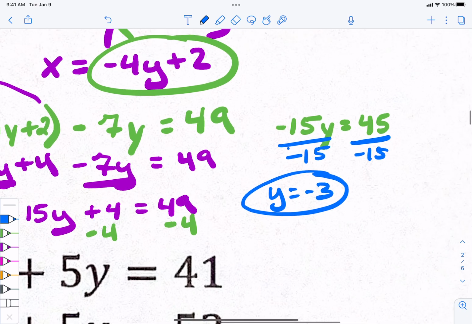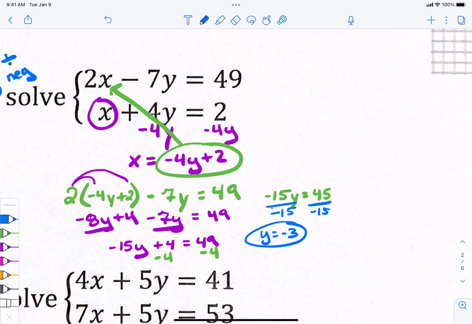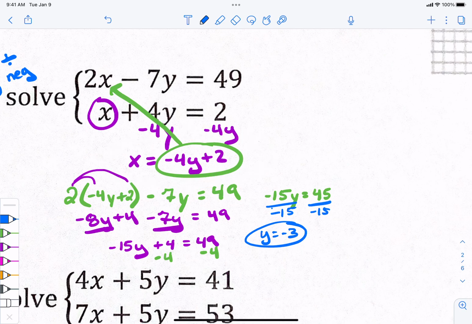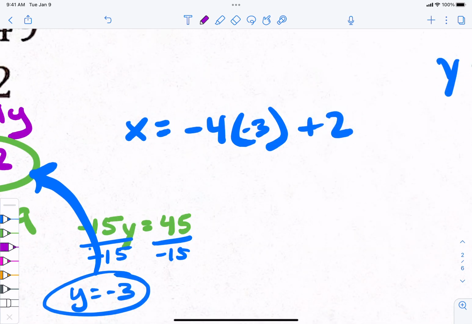Okay. Not done yet. I want to solve for x as well. So I have to plug back in somewhere. Where would you like to plug in? I'm going to plug in right there because that's technically the second equation, but it's solved for, right? So I'm going to plug y into there. X equals negative 4 times y plus 2, right? And y is negative 3. You can plug it in wherever you want to. Equals 12 plus 2, and x is 14.